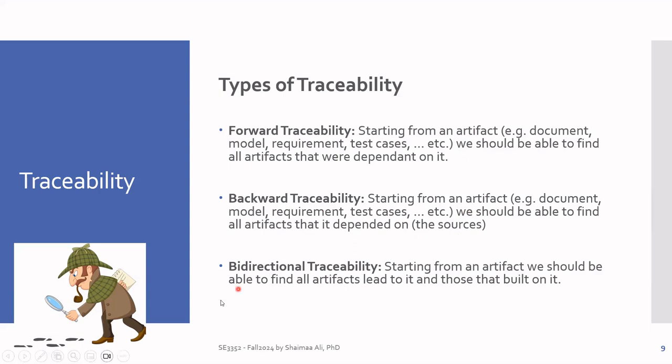Okay. Bidirectional traceability is going back and forth. Obviously, bidirectional is just a matter of combining the two. You should be able to go from one artifact to figure out how it started, where it came from, or from an artifact, you should be able to find everything that depended on it.